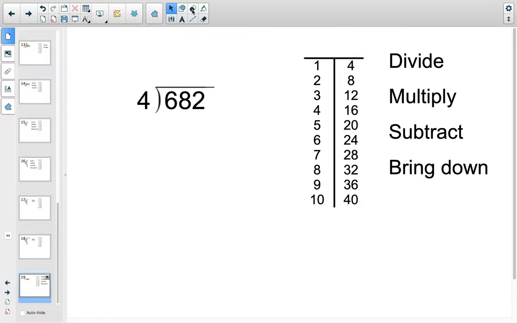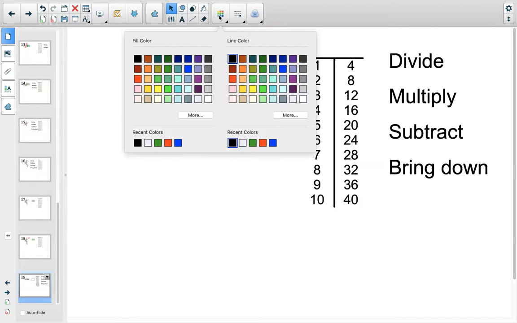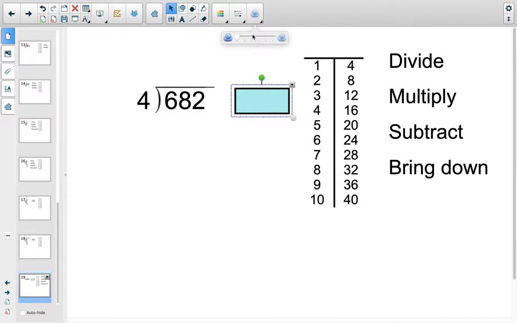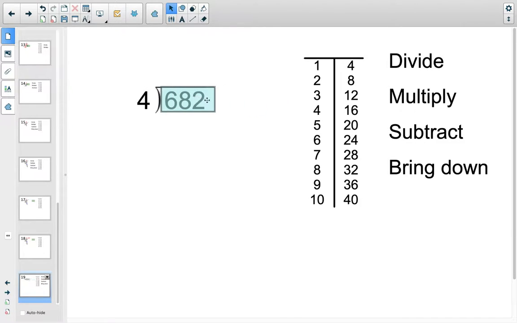Now I'm going to do this. I'm going to make a little box here so that we know what we're going to be dividing into. And I'm going to color this box, but I'm also going to make it a little transparent so we can see through it a little bit, and you can see the numbers on the other side. So I'm going to pull this over, cover the whole number. So first thing I do is pull it a little sideways.